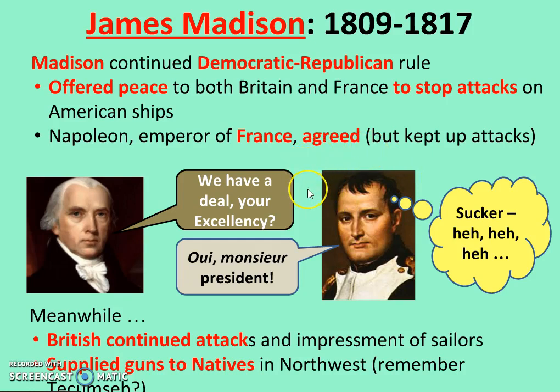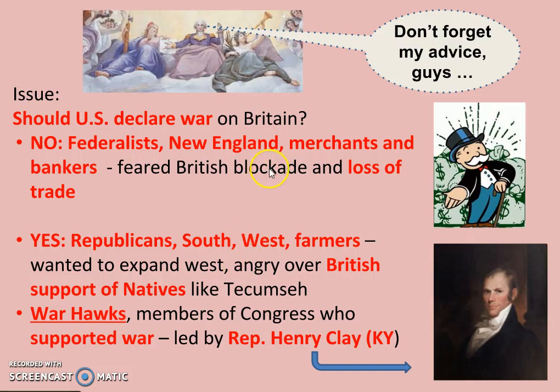In the meantime, things with Britain are getting even worse. They're continuing their attacks and their impressment, which is, again, kidnapping of American sailors. They're also supplying guns to the natives in the Northwest. Remember Tecumseh? We talked about him in one of our previous lessons. Well, he's one of the ones that they're giving guns to. So the British are causing problems both on the Atlantic Ocean and here in North America. And that's going to lead to the question, the issue: should the United States declare war on Great Britain?